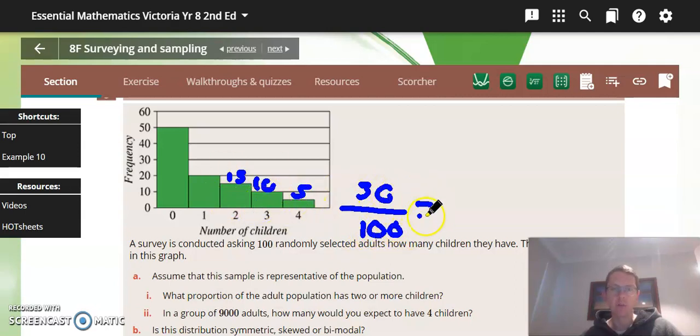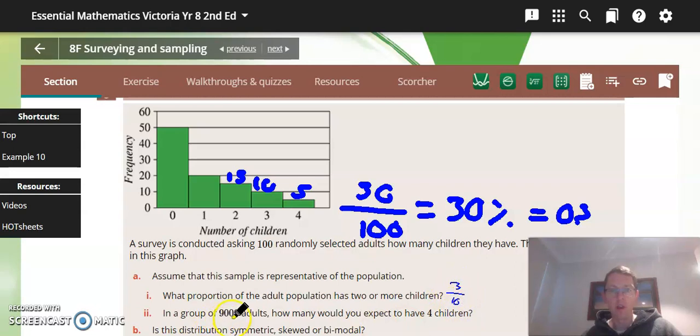Well, that's already a beautiful percentage for us. That's 30%, or we could also say it as 0.3, which really helps us with this part of answering the question. So what proportion of the adults have 2 or more children? Well, we can say it's 3/10, or we could also say it's 30%. So we can answer either of those.